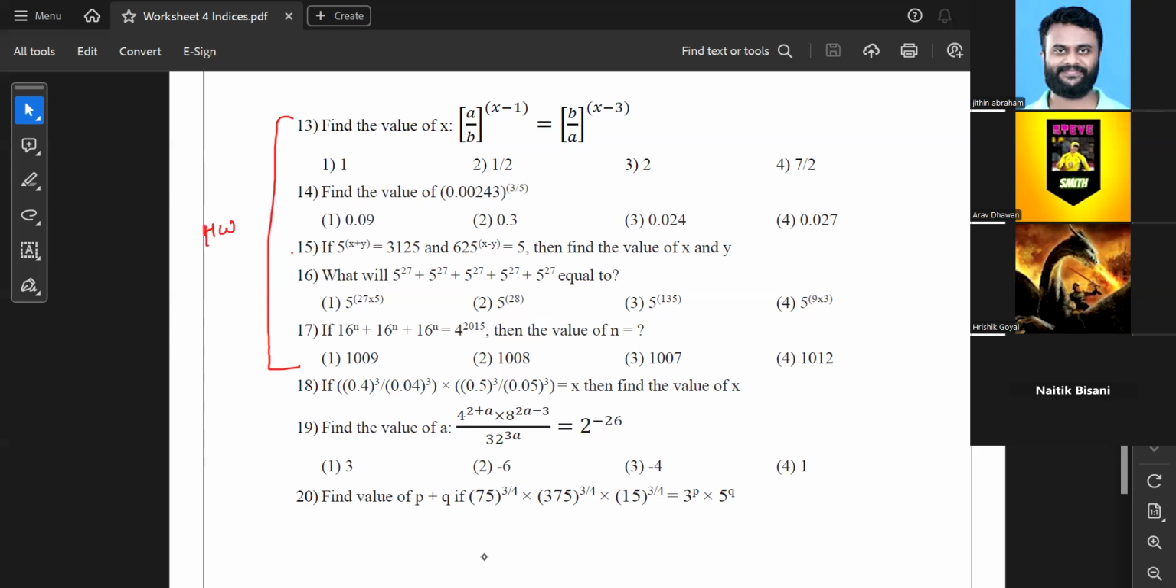Can you explain the 11th problem? Okay, I'll explain the 11th problem, not a problem.